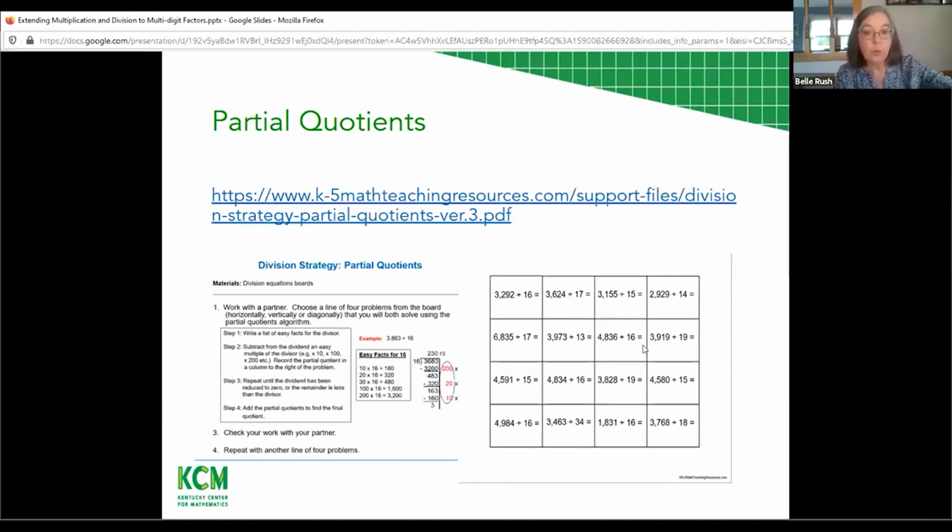All right, then partial quotients. Here's another game from K-5 Math Teaching Resources to help them take out those chunks, and they can look at the chunks over there. So that game is also, there's a link to it, and again, I've included that in your packet.